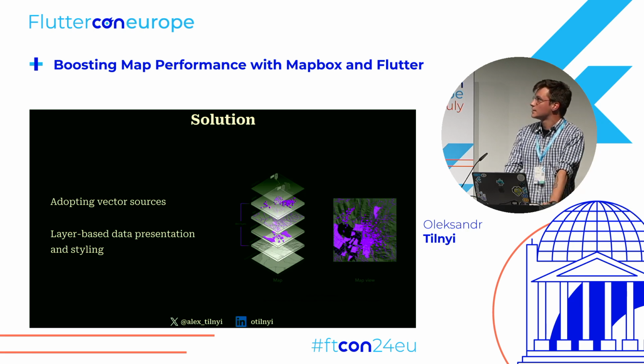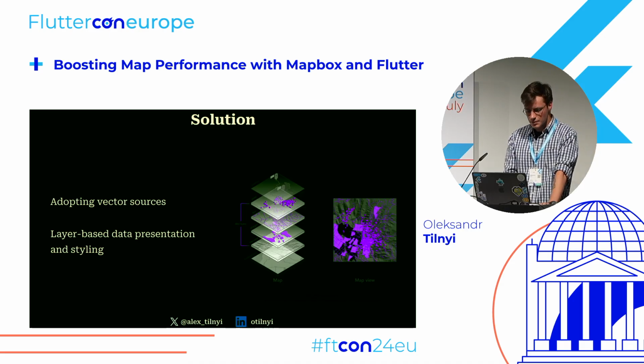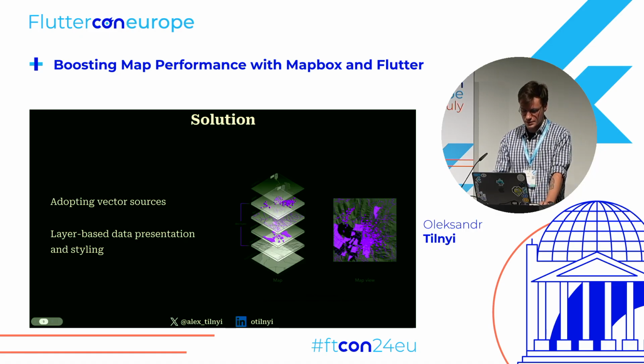So we decided to go with adapting vector sources. It's not changing the whole way we are working with the map, because the map inside already is using vector sources, which helps the map be more performant. And also we needed to utilize layer-based data presentation and styling.